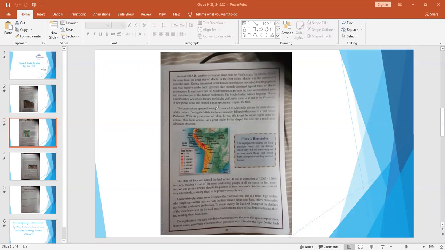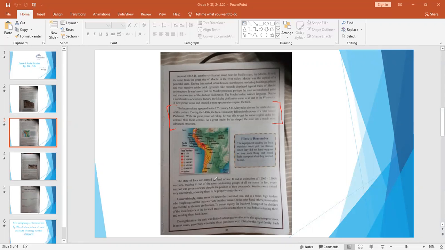During the 1400s, the Inca community fell under the power of a ruler named Pachacuti, or we can say Pachacuti. With his great power of ruling, he was able to get the entire region under his control, thus Incan control. As a great leader, he shaped the state into a much more advanced structure. So this paragraph as well is related to your activity, so just note that as well.